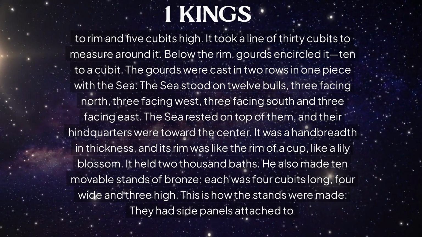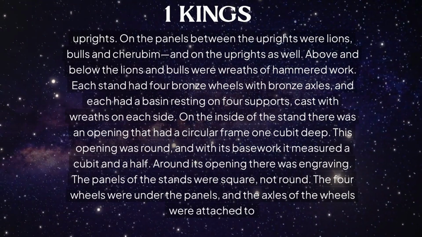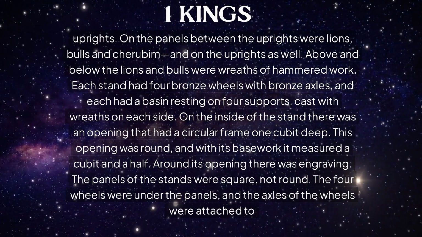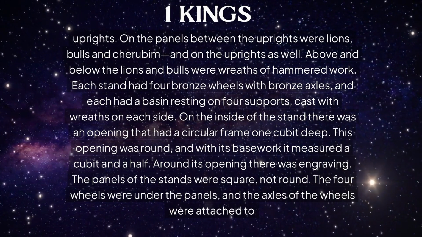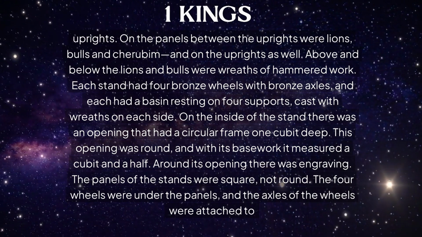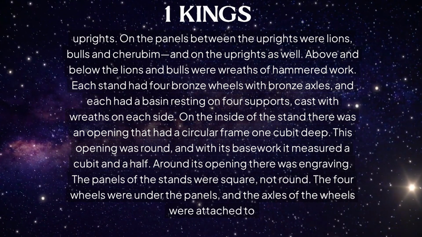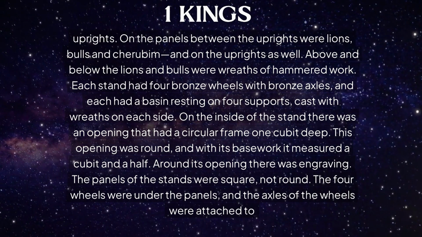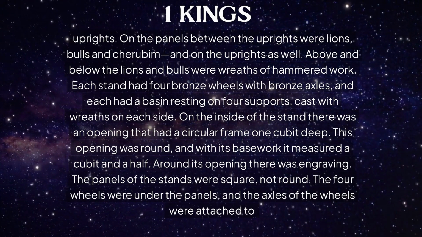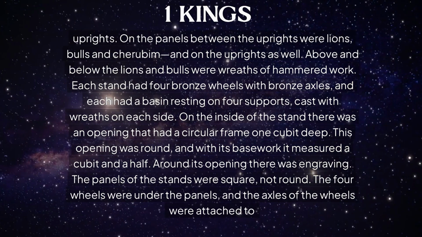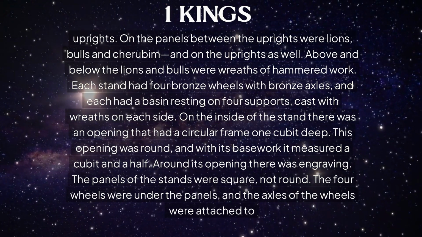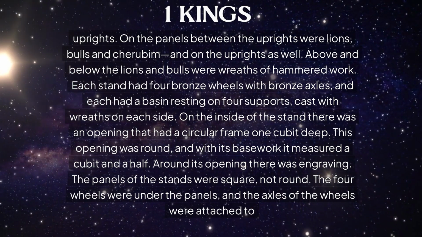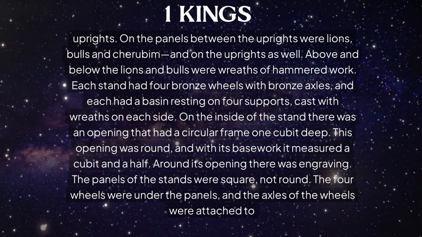They had side panels attached to uprights. On the panels between the uprights were lions, bulls and cherubim, and on the uprights as well. Above and below the lions and bulls were wreaths of hammered work. Each stand had 4 bronze wheels with bronze axles, and each had a basin resting on 4 supports, cast with wreaths on each side. On the inside of the stand there was an opening that had a circular frame 1 cubit deep. This opening was round, and with its basework it measured 1.5 cubits.